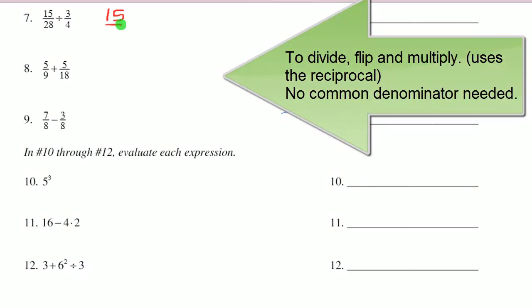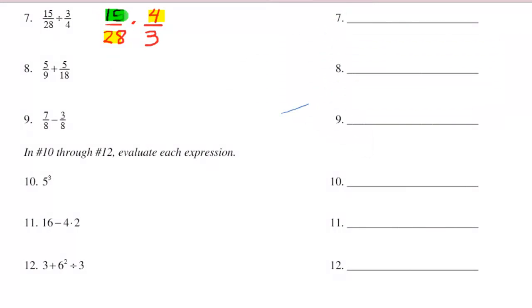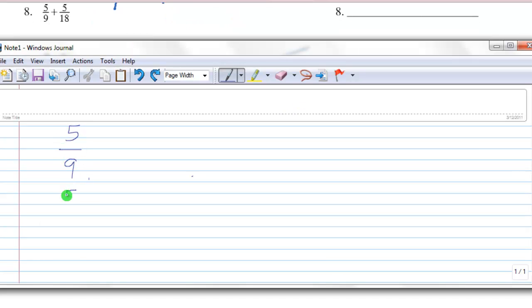In our division problem, we want to flip and multiply. So we're going to change that division to a multiplication problem by using the reciprocal of 3/4, which is when you take 3/4 and flip it upside down. That's called the reciprocal. And again, we don't need a common denominator, but we see some things that have common factors. So 4 and 28 and 15 and 3. And 4 and 28 have 4 in common, so we're going to divide 4 into this. And 15 and 3 have, excuse me, a 3 in common, so we're going to divide that. And multiplying across, we get 5/7.